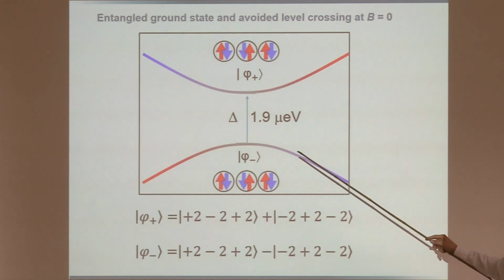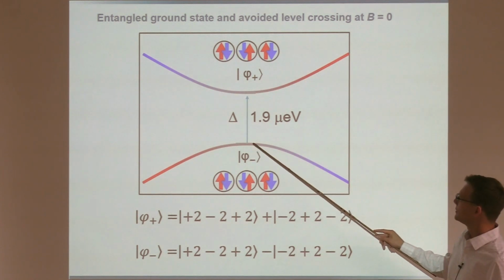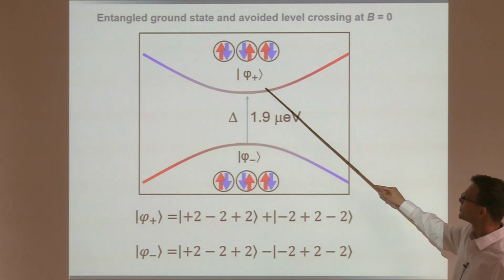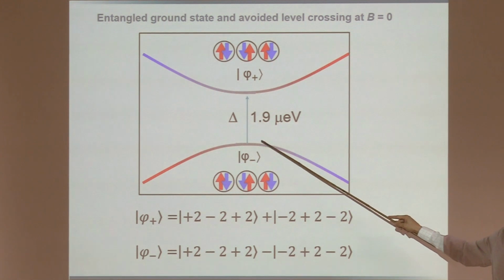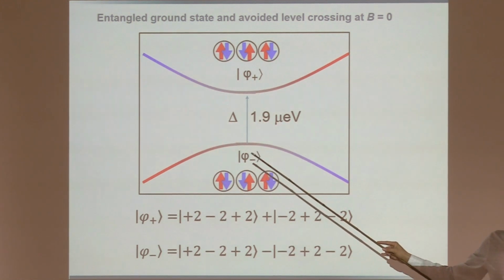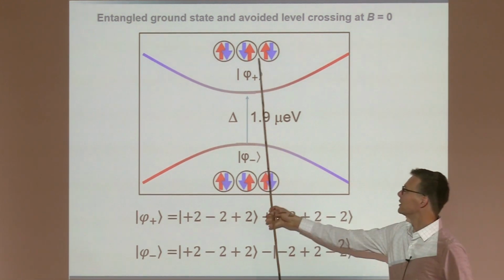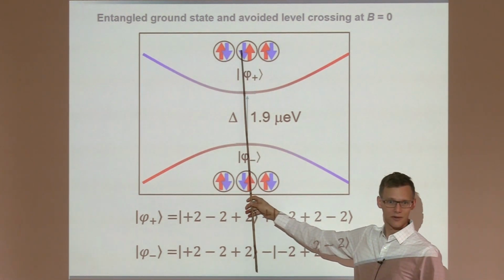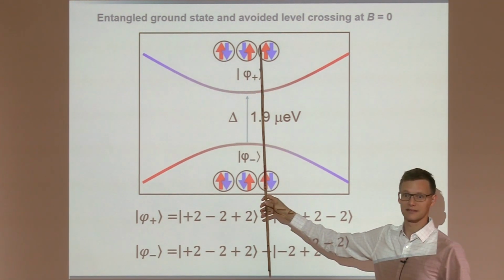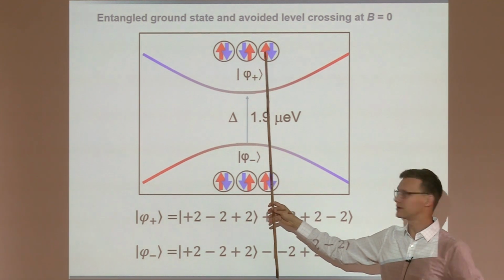The idea for the sensing mechanism is the following, right? The transition matrix element between the excited state and the ground state will heavily depend on the amount of mixing of the spin states. So if I'm right here in the avoided level crossing, the transition matrix element is large for an electron scattering event.